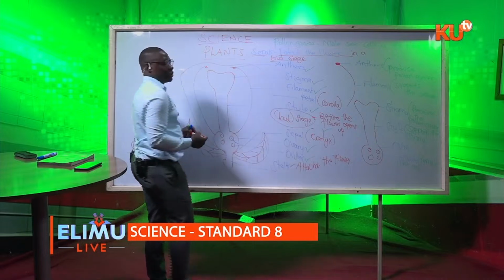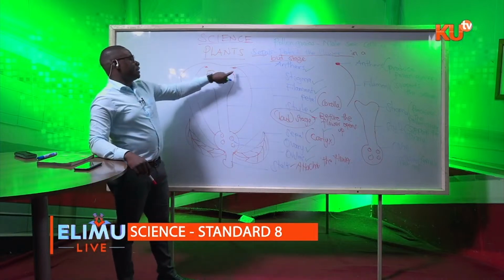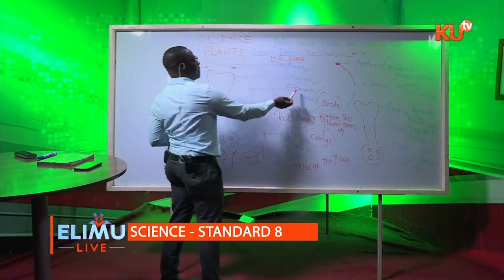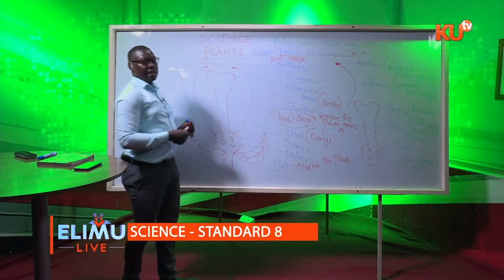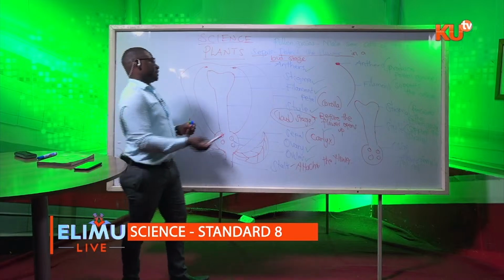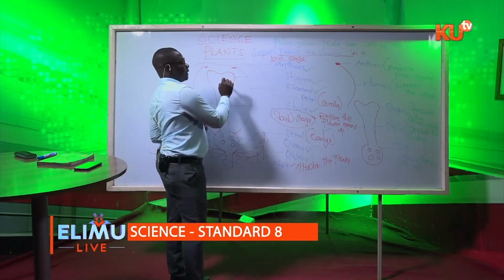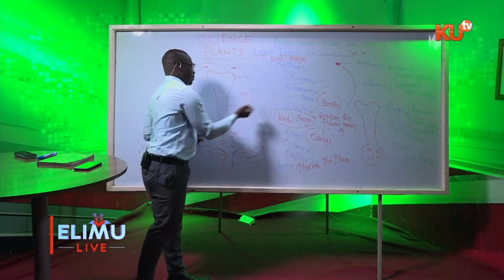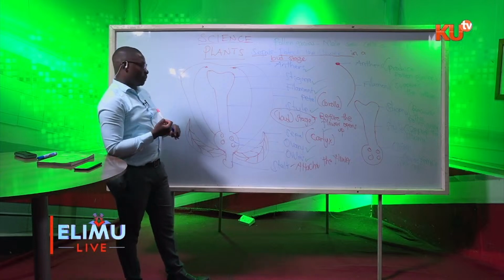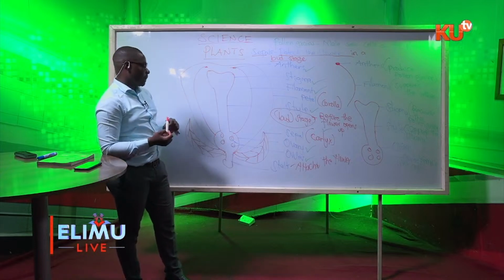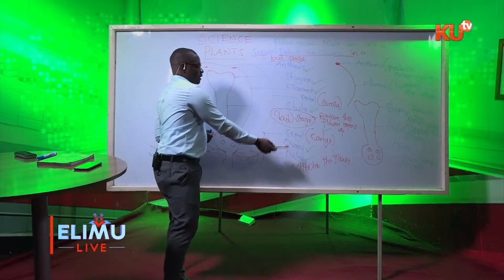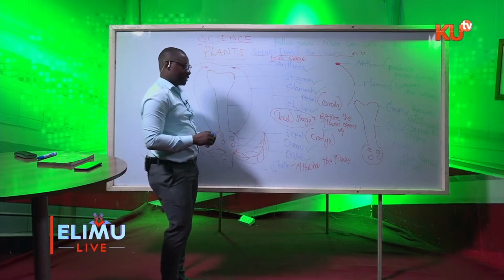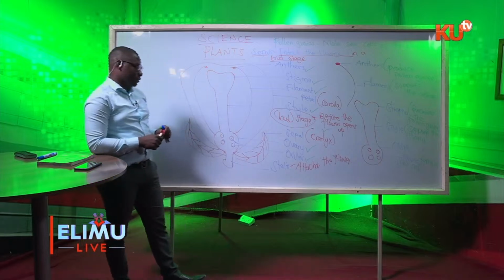The anthers, which are male parts, produce the pollen grains. The filament, which is also a male part, supports the anthers. The stigma, which is a female part, receives the pollen grains. The style, which is also part of the female parts, supports the stigma. The ovary will develop into a fruit, and the ovules are the female sex cells which later develop into seeds.